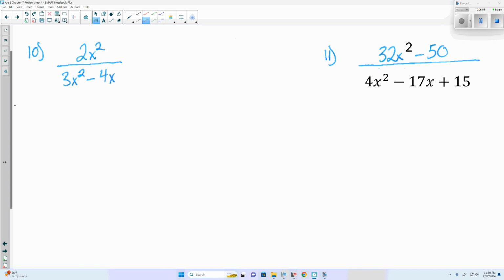This next part is to simplify. We need to factor the numerator and denominator as far as possible, and then simplify what's in common. So on the first one, 2x squared over 3x squared minus 4x. 2x squared, can we factor it?